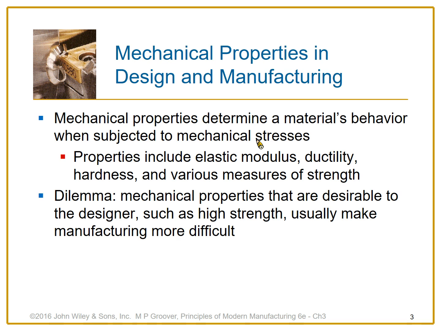Mechanical properties determine the materials' behaviors when subject to mechanical stresses. So the properties include elastic modulus, ductility, hardness, and various measures of strength. So here's a dilemma. Designers usually prefer mechanical properties such as very high strength. However, it usually also makes manufacturing more difficult.